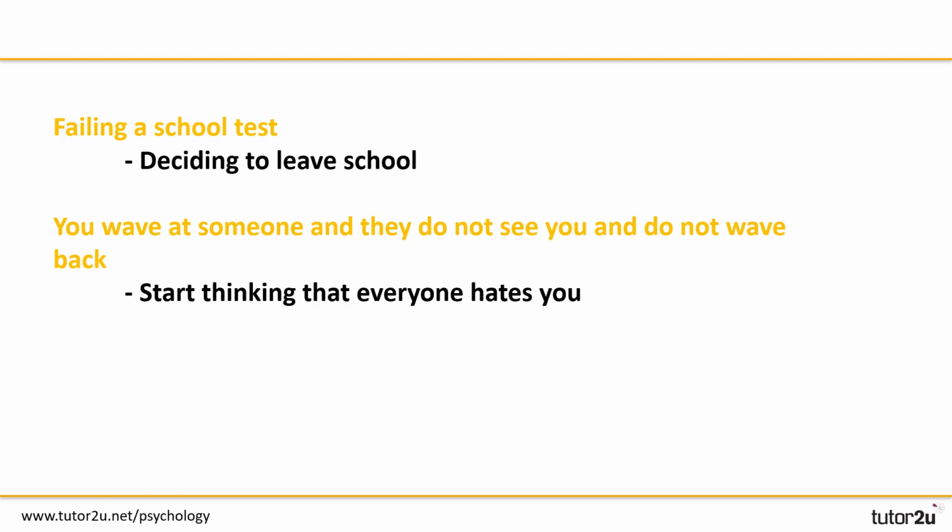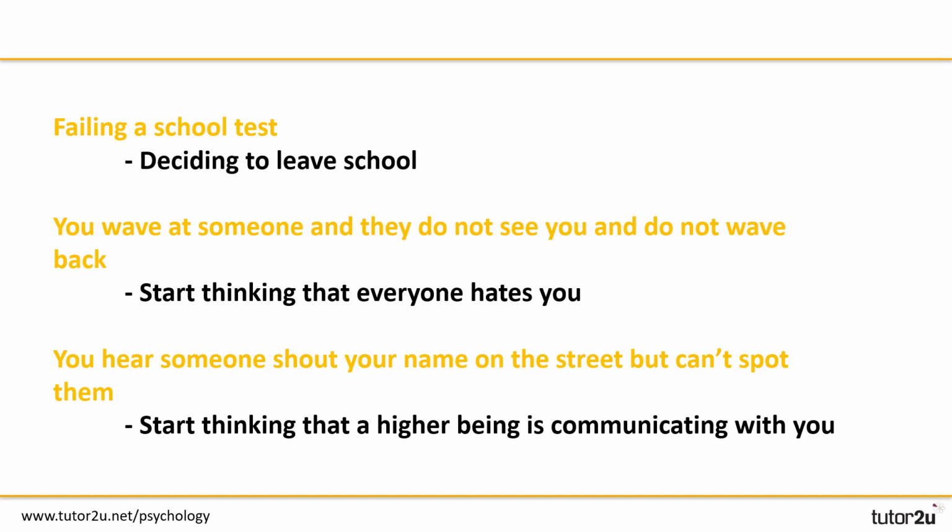You wave at someone and they don't see you and do not wave back. I'm sure we've all been there. An adaptive response would just be to think that they didn't see you, maybe they had their hands full, something to rationalise the situation. A maladaptive response might be starting to think that everyone hates you, no one likes you. You hear someone shout your name on the street, but you can't spot them. Again, an adaptive response, you might just not be able to see them, maybe it's busy, maybe they're far away. A maladaptive response, start thinking that a higher being is communicating with you.